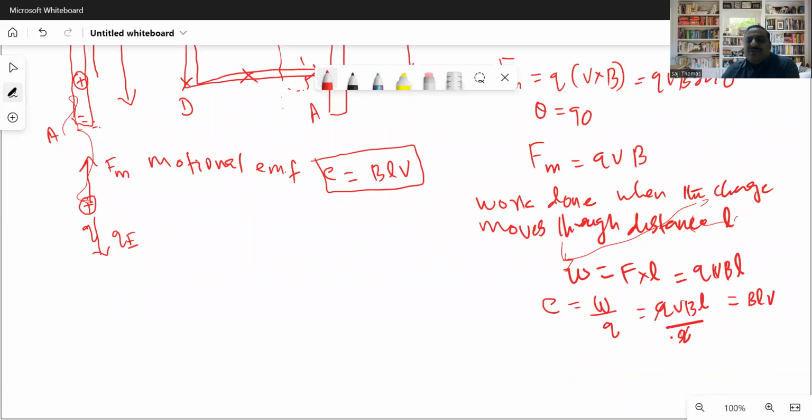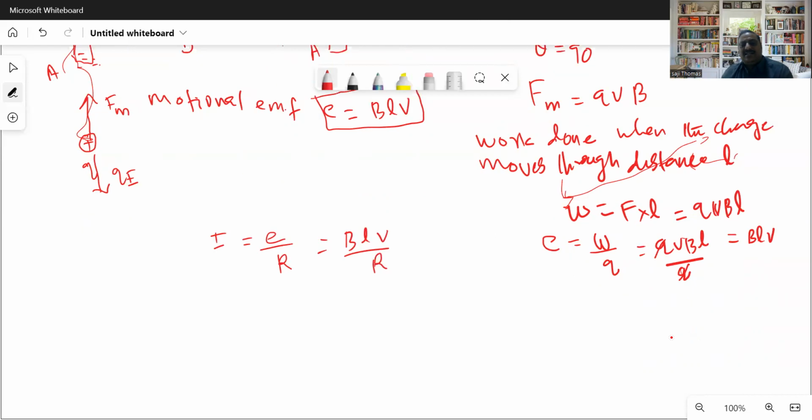So we derived the equation for motional EMF. E is equal to BLV. Now we can find the equation for the power produced. You know, induced current you can calculate. Induced current I equals E by resistance of the conductor. So BLV by R. This is the equation for current.